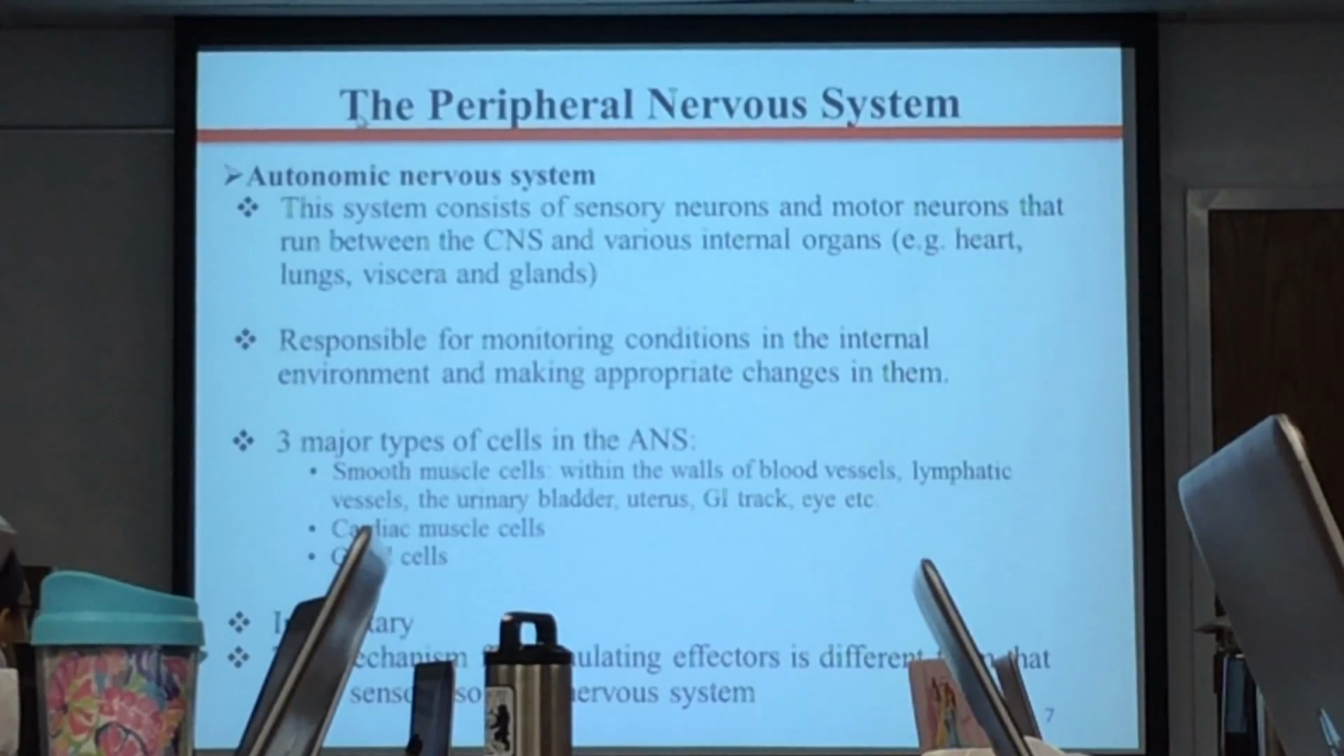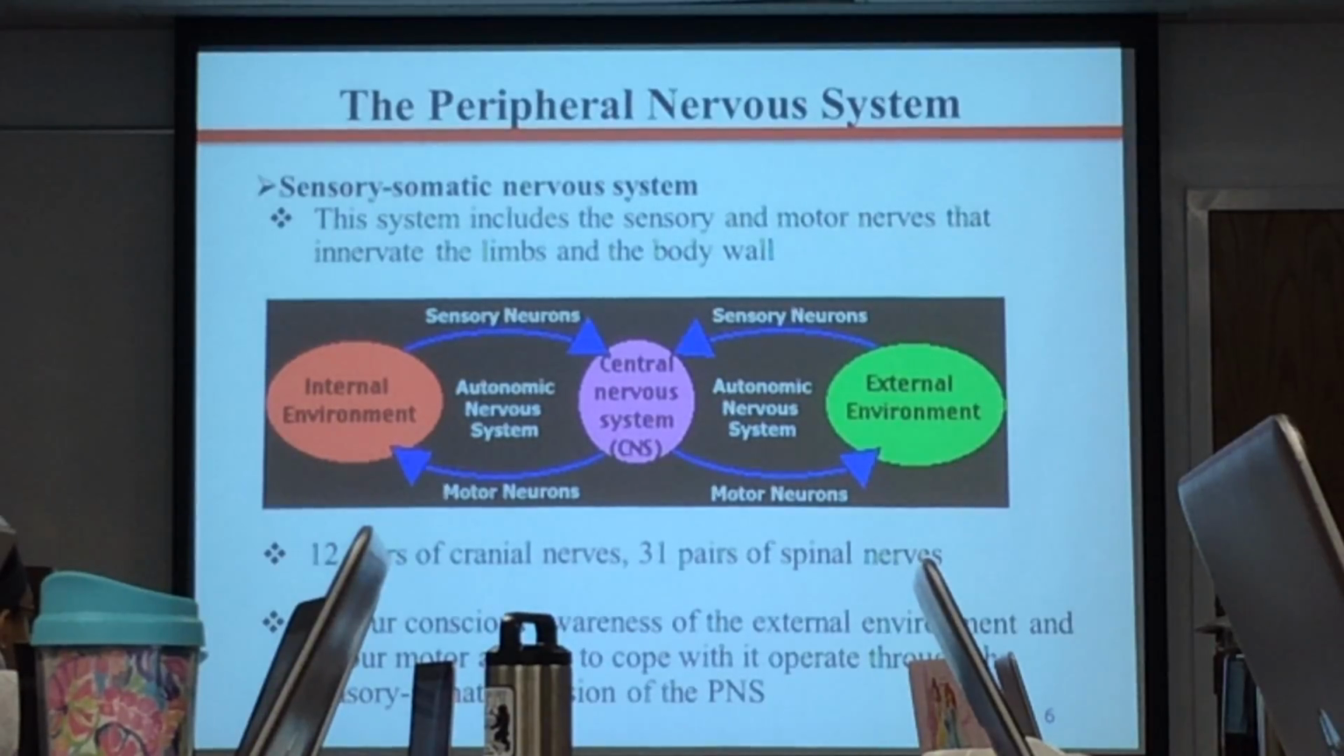There are three major types of cells in the autonomic nervous system. A small muscle cell, usually this is widespread. This one here? Yeah, you have this neuron. The sensory neuron and the motor neuron, they are in both the somatic nervous system and autonomic system. Okay, so in the next few slides you can see they are present in both systems.